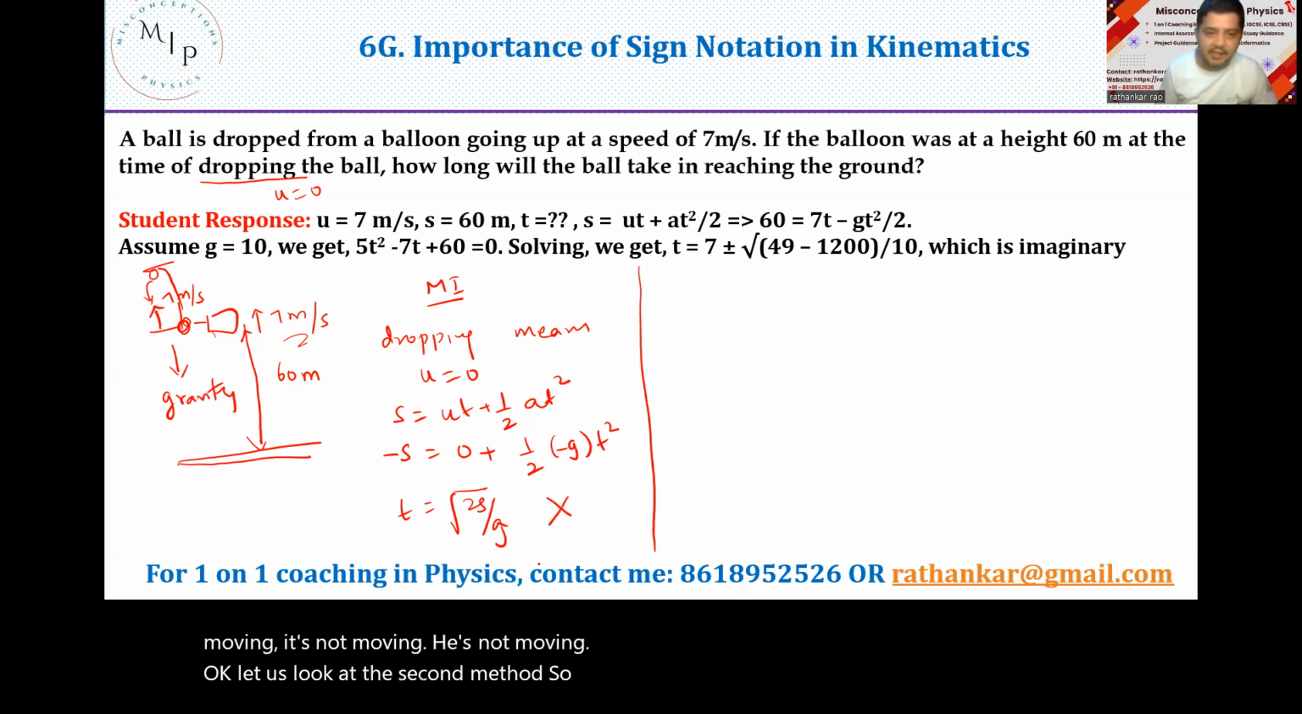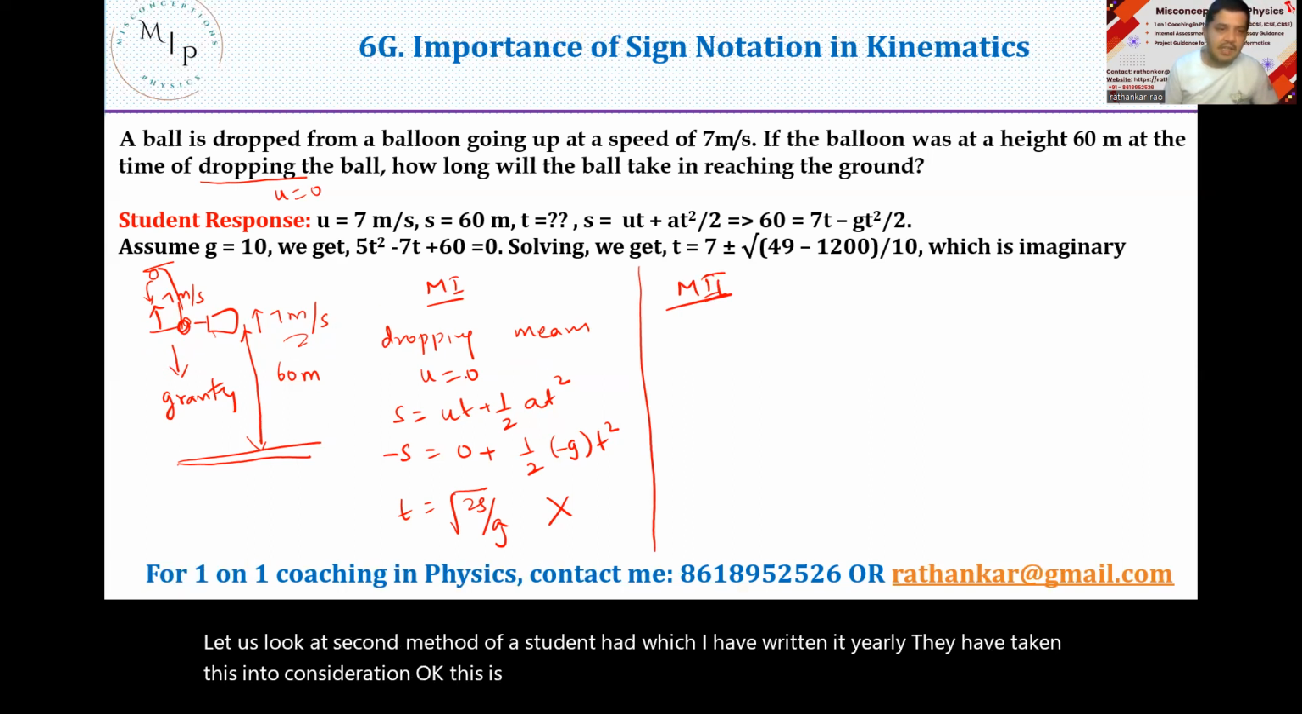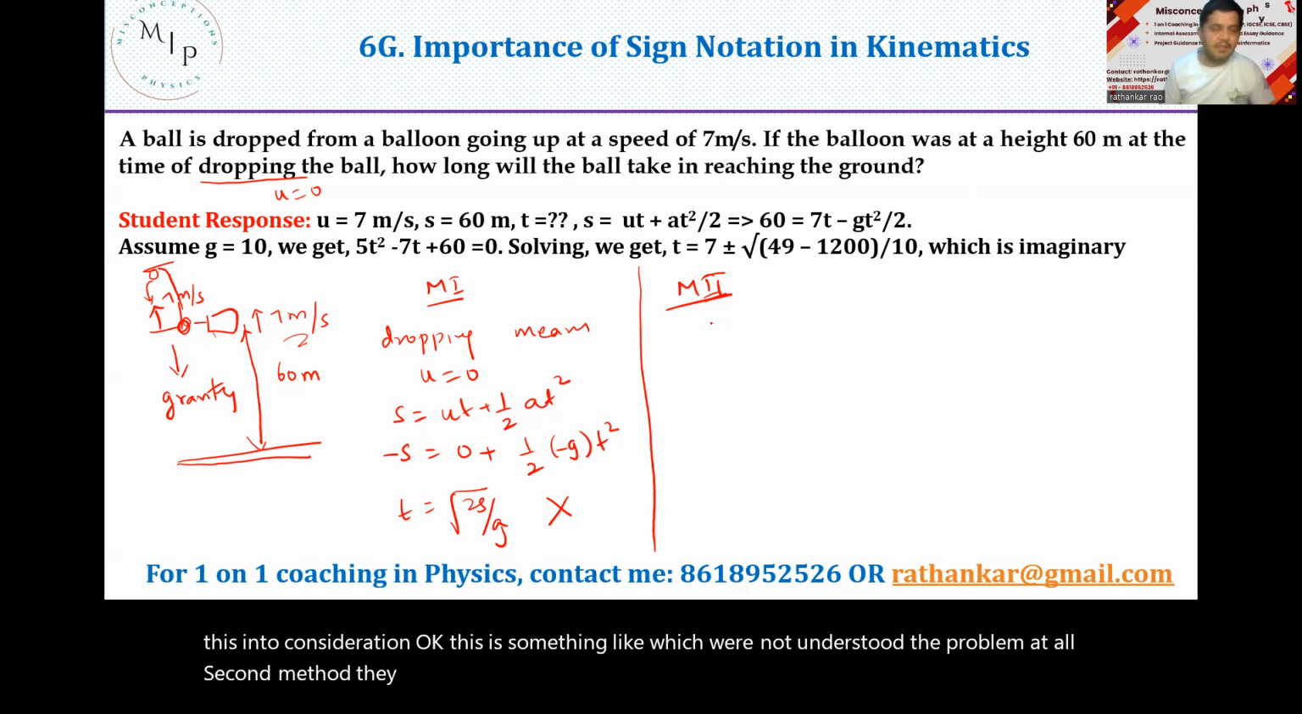So this method is incorrect. Let us look at the second method our student had, which I have written here. They have taken this into consideration. The first is something where they have not understood the problem at all. In the second method, they have understood the problem, but they have got a confusion. Now, what is the confusion?